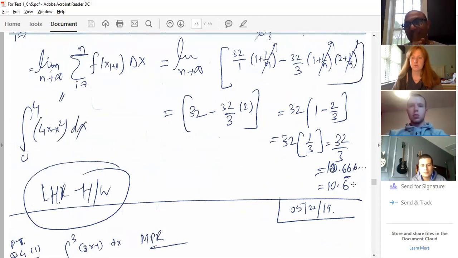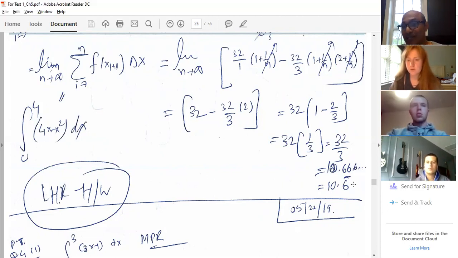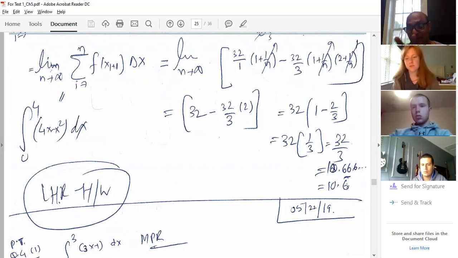Left hand rule I got for 16 strips 10.625. Right hand rule I got 10.625. Midpoint rule I got 10.628, something like that. But these numbers are in between those two numbers because I increased my strips, the number of rectangles. And that's why I'm getting this one.